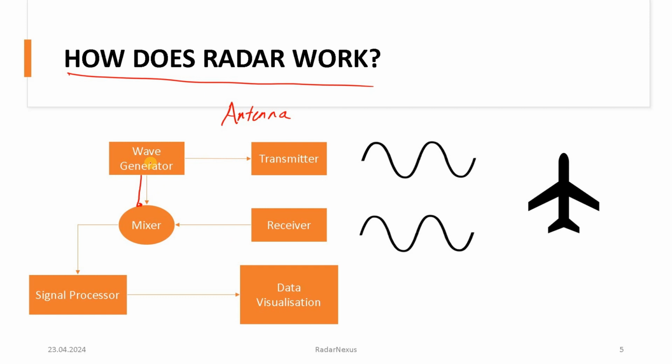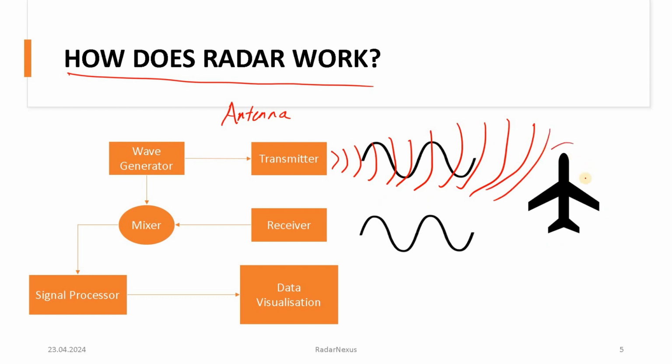First, the wave generator generates a signal, and the signal is transmitted using a transmitter. So here we have our transmitted signal, or our transmitted waves, which will hit an object. Let's say this object is a plane. Any object can work with radar.